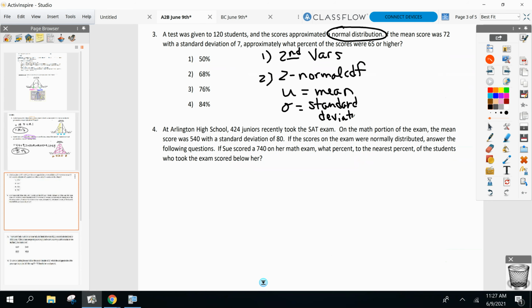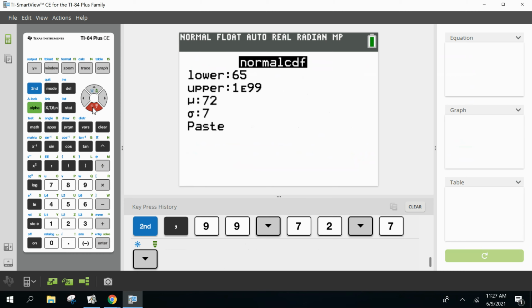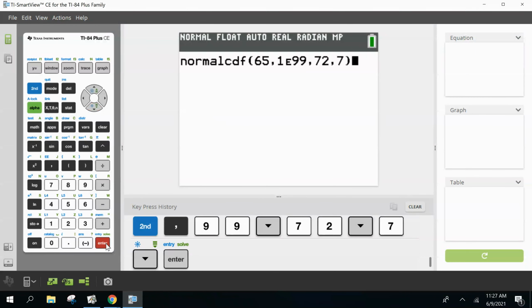Which the problem gives us, 7. So I type in 7, and then go to paste. Basically what your calculator is doing is taking all these numbers and pasting them into a formula for you. Okay? So you guys noticed your lower, your higher, your mean, and standard deviation all in order. You can press enter. Now let's talk about what the answer is.